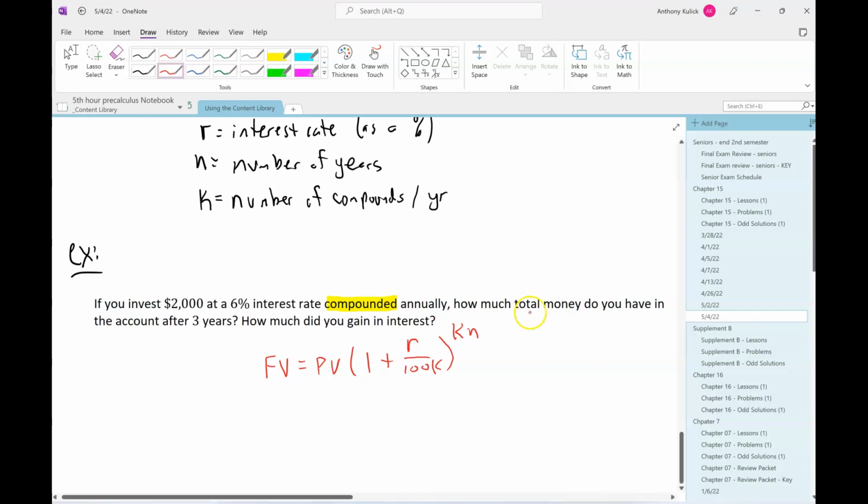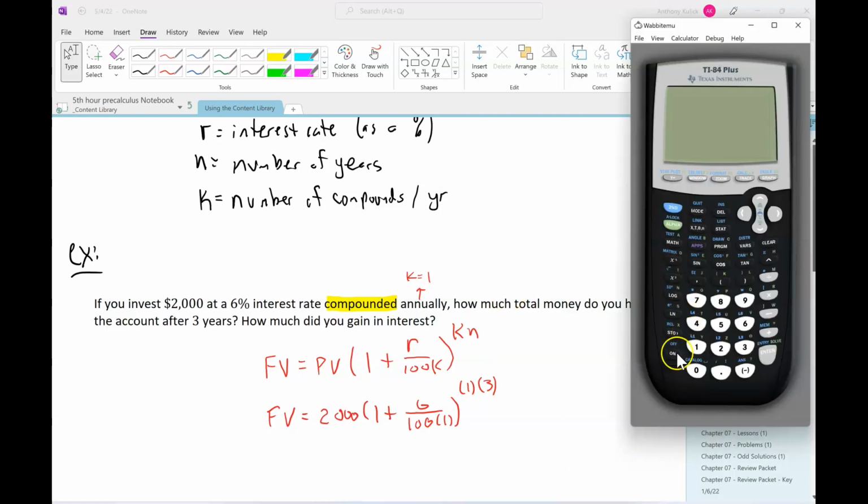It's asking for the total money in the account after 3 years. So what are we looking for? FV, great. So what's the PV? 2,000. Oops, forgot a 0 there. The R is? And the K is? Annually implies a 1. Yup, very good. And the N then would be 3, right? Okay, so let's rock and roll here.